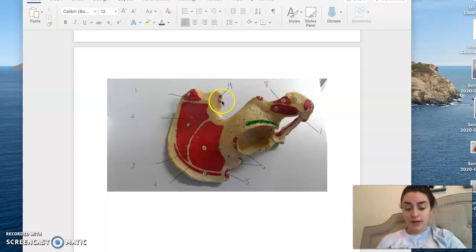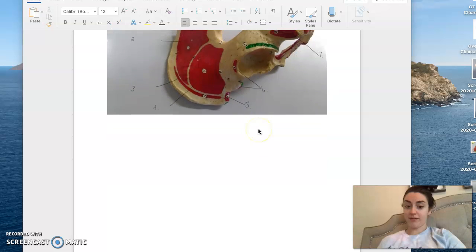And then number 9, we have the origin of the piriformis. Alright, and I believe that is it.